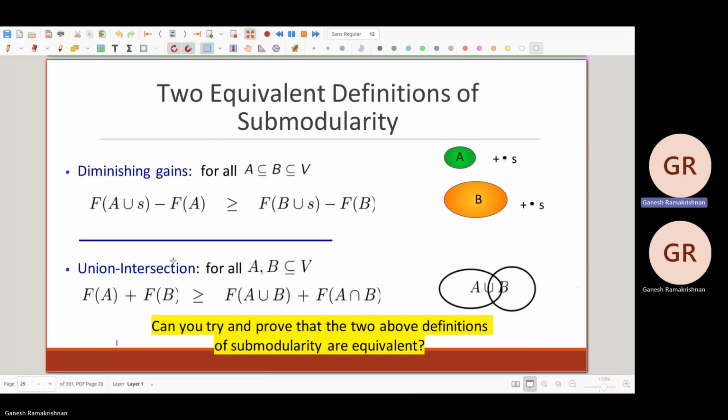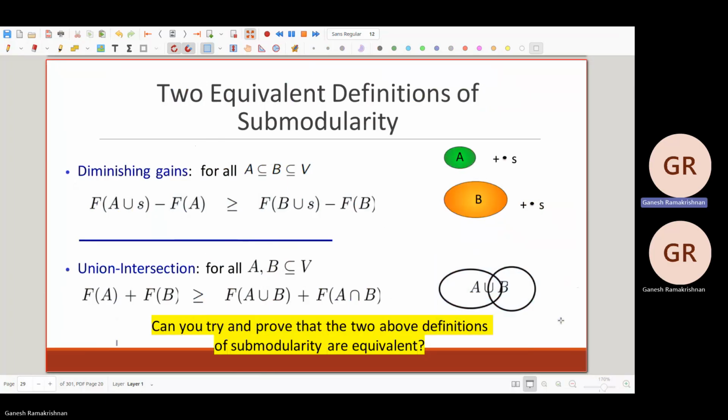I'm going to end with this slide, kind of homework. I gave you one definition of submodularity, but a very practical, useful definition is another one, called the union intersection property. Remember that f of A union S minus f of A is greater than or equal to f of B union S minus f of B, for A a subset of B and all S. That is the first definition. But there's another definition: f of A plus f of B should be greater than or equal to f of A union B plus f of A intersection B.